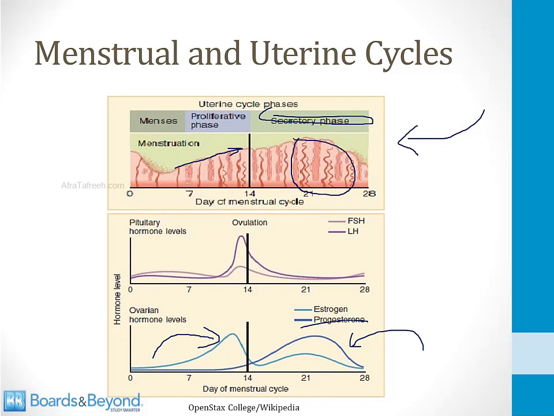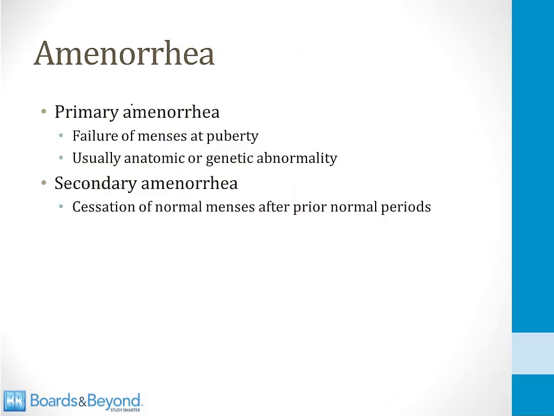these squiggly lines here. For the remainder of this module, I'm going to talk about causes of amenorrhea, or failure to menstruate. And there are many, many causes of amenorrhea, but what I'm going to focus on are the ones that are related to abnormal levels of the female reproductive hormones.